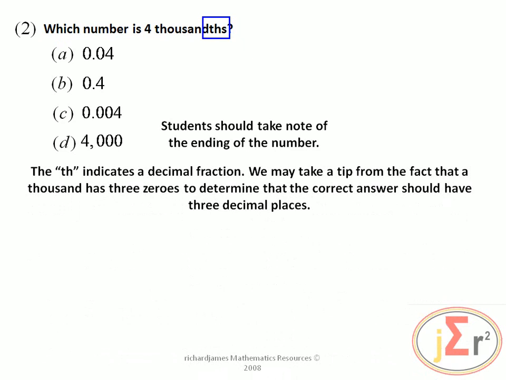We may take a tip from the fact that 1,000 has 3 zeros to determine that the correct answer should have 3 decimal places. So because 1,000 has 3 zeros, we can use that as a rule, or we can take that as a clue that we need to have 3 decimal places. If so, the correct answer is option C. It has 3 decimal places.